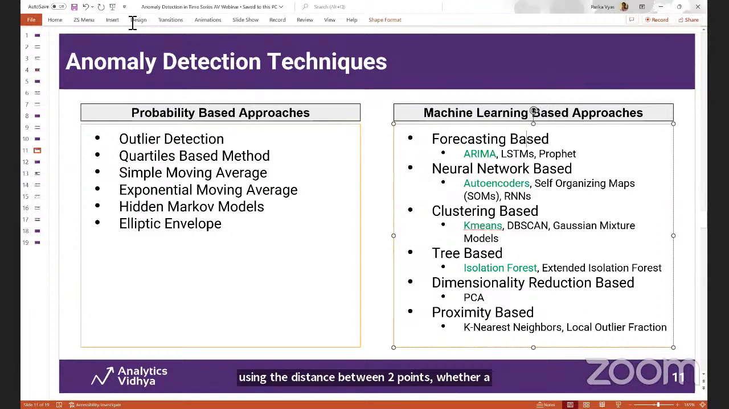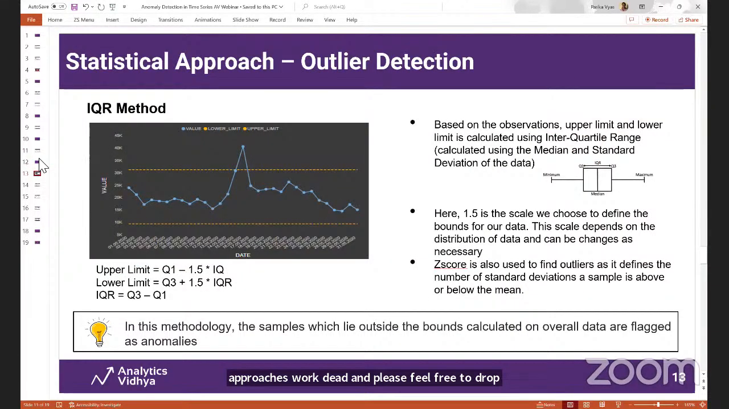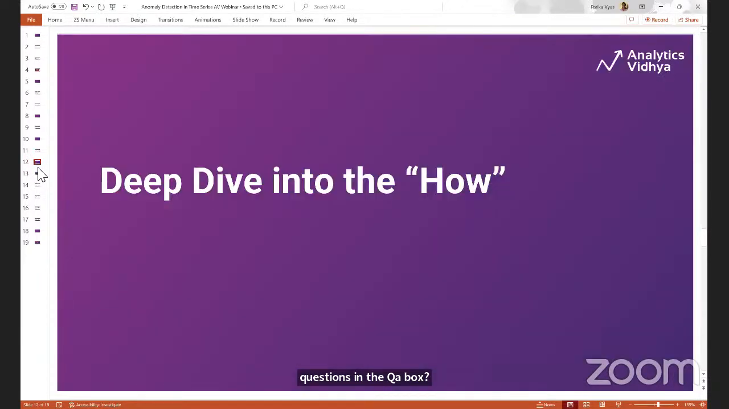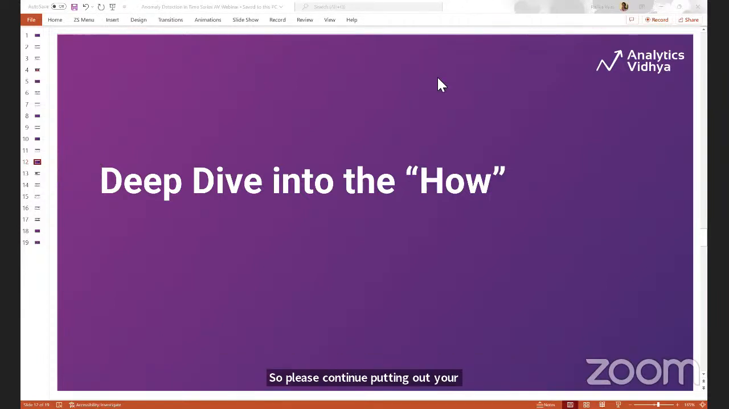All right. So now that we've talked about these approaches from an overview standpoint, maybe we could deep dive into how exactly these machine learning based approaches work, right? And please feel free to drop questions in the Q&A box. I know there are a lot of questions, but I'll try to address them as we move forward. Also, because it's a bit of a deep dive, we'll probably get into more technical stuff. So please continue putting out your questions, and after completing every technique, I can go back to the Q&A box based on the time we have left.